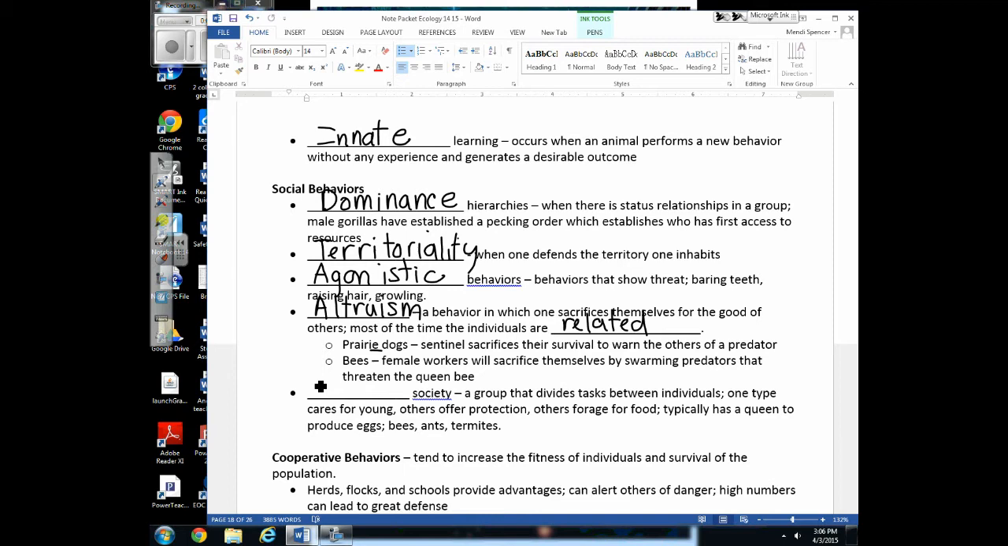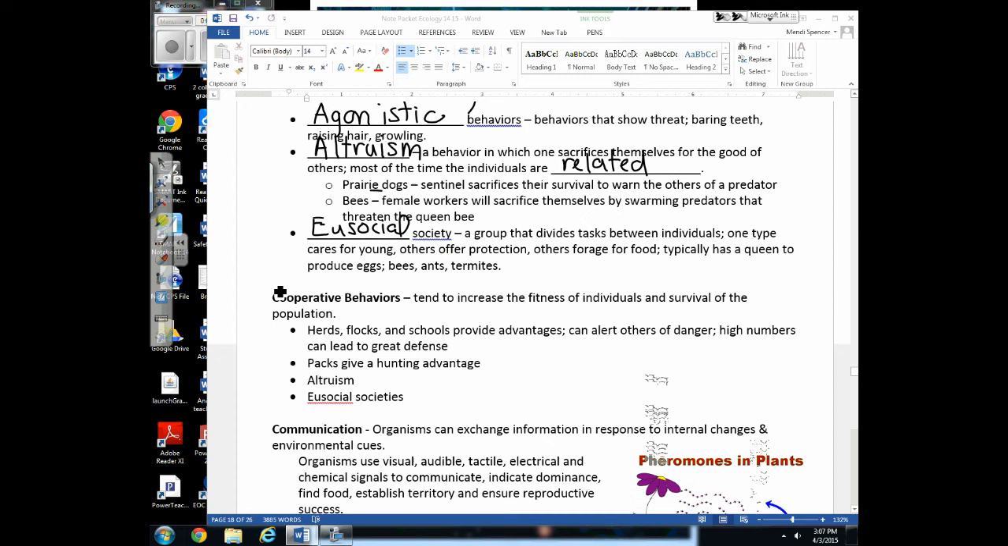Whenever you have a eusocial society, remember eu means true, like eukaryotic cell means true nucleus. So this is a true society. You have a group of individuals and they're dividing tasks. So think of bees. You have the queen bee who lays the eggs. You have the workers that will tend the young. There's the workers that'll find food. There are those that offer protection to the group. So there's a division of labor in that society. So some of these are examples of cooperative behavior. So like altruism, that's found in groups that are cooperating.